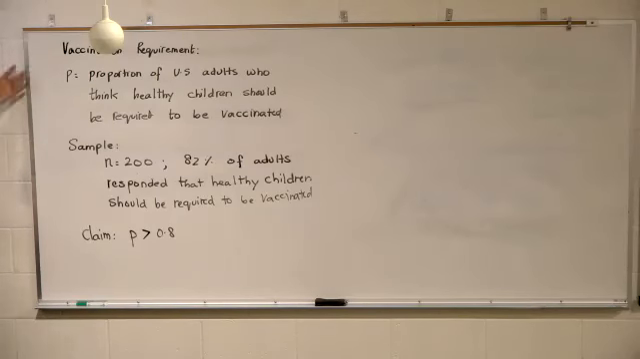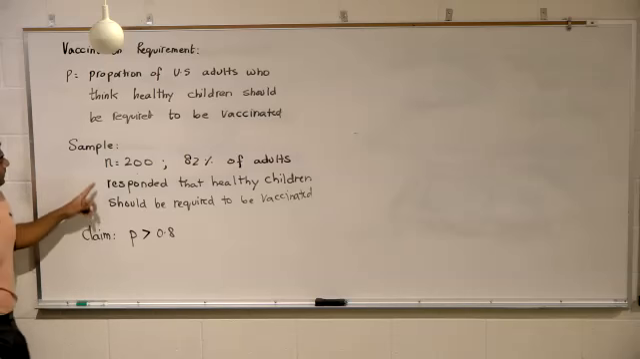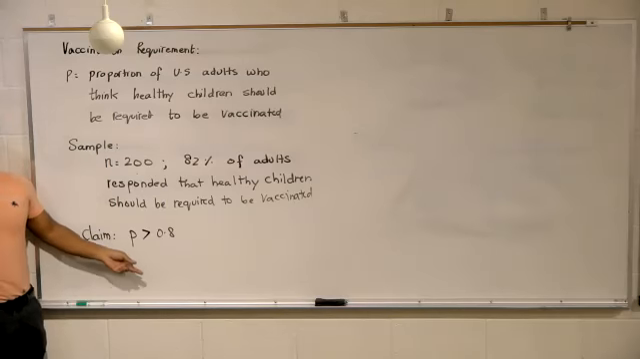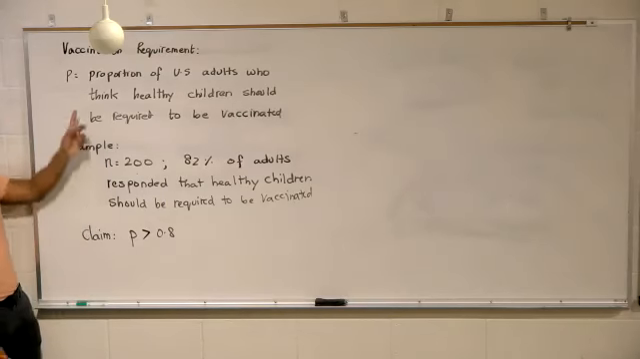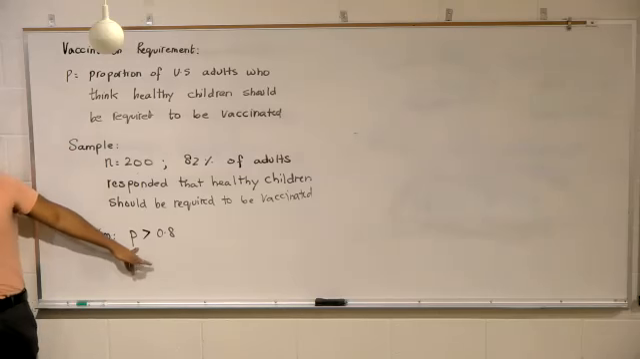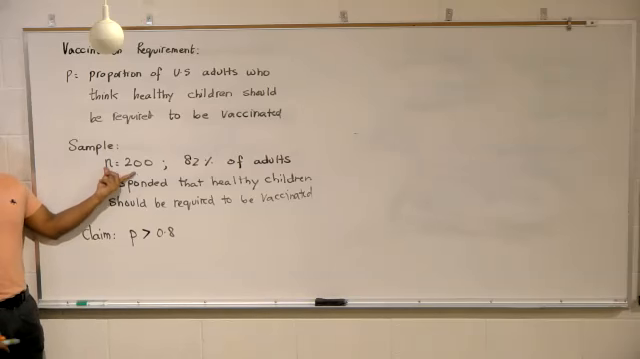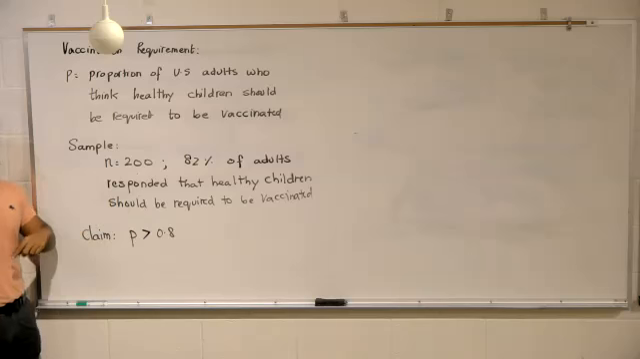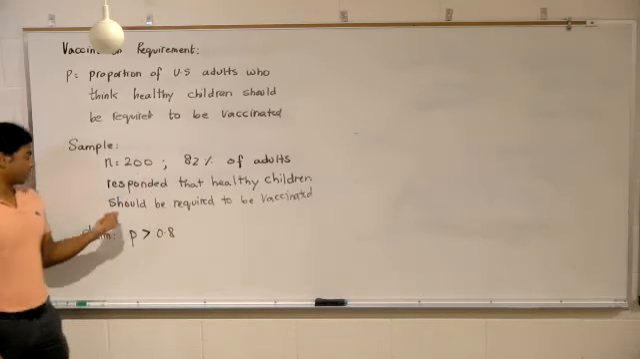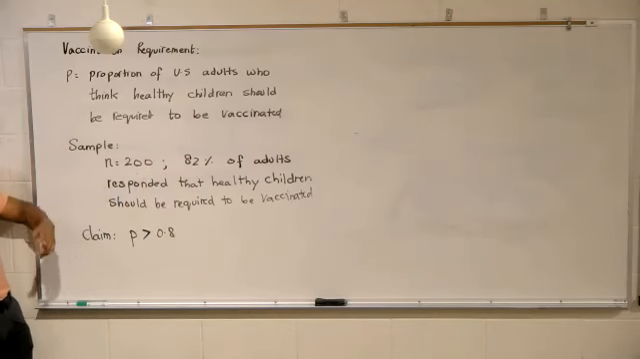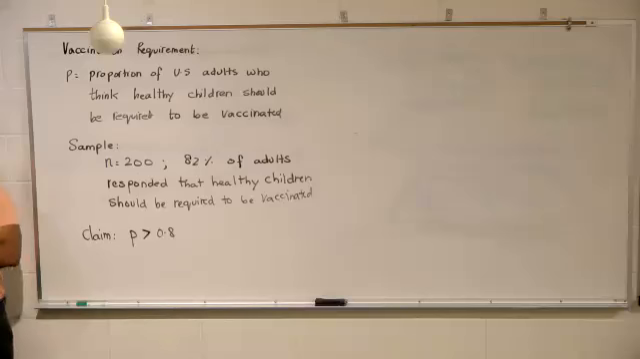So the population proportion is the proportion of US adults who think healthy children should be required to be vaccinated. Some researchers are making a claim that that proportion is greater than 0.8. So we collected a sample, 200 observations, 200 adults. 82% of them responded that healthy children should be required to be vaccinated.